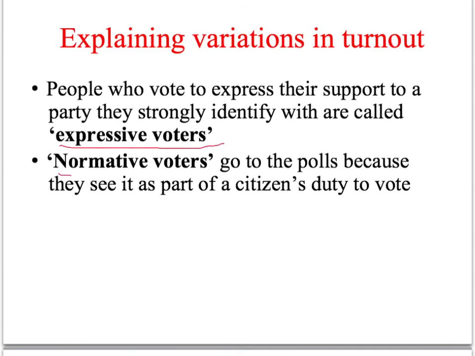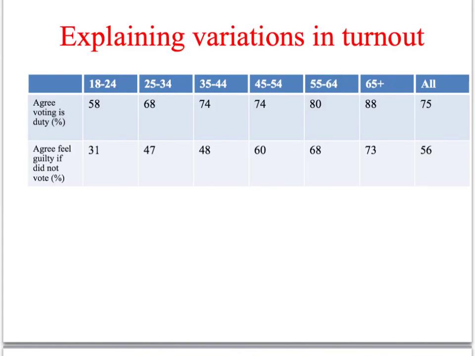And then this term, normative voter, describes the types of people who go and vote because they believe it's part of their duty as a citizen to always vote in an election. And what we can see in this table is that older voters are much more likely to be normative voters. So we've got here that 88% of people over the age of 65 agree that voting is a duty, whereas for 18 to 24-year-olds it's 58%.